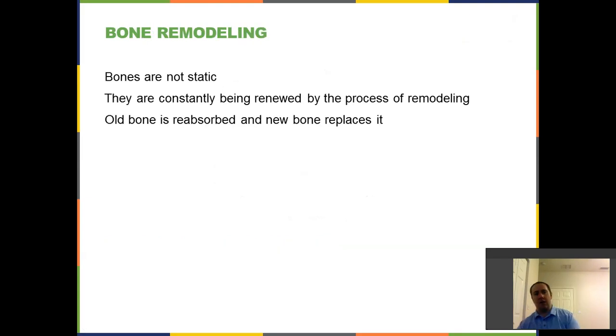Like I mentioned earlier, bones constantly are being remade. Once we make a bone, it does not stay there. That's what we mean by static. Static means not moving, not changing. We're constantly making new bone. We dissolve, we resorb the old bone, we put new bone down. So we have a normal rate at which this happens, but there are some situations where we can speed up this process. Has anyone had an example where something has happened that has made their bones stronger?